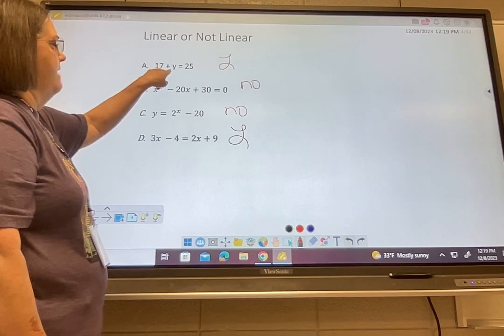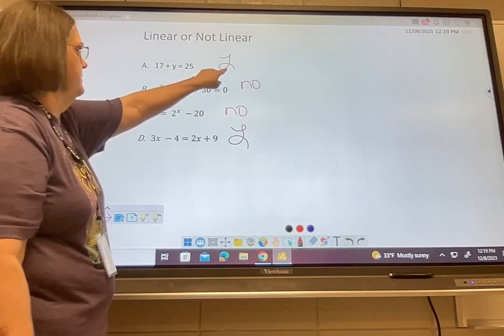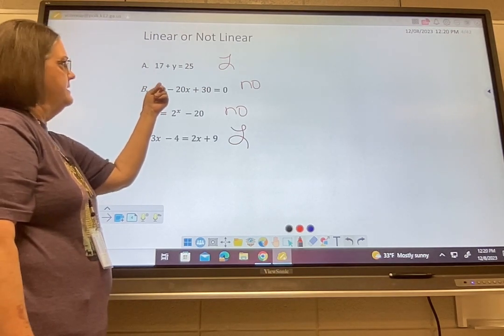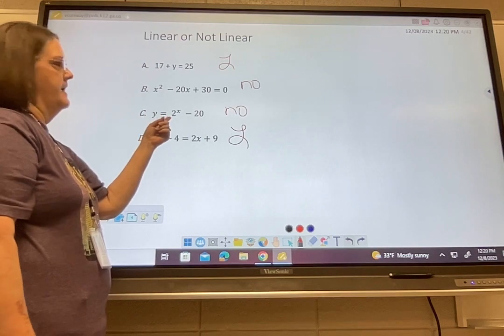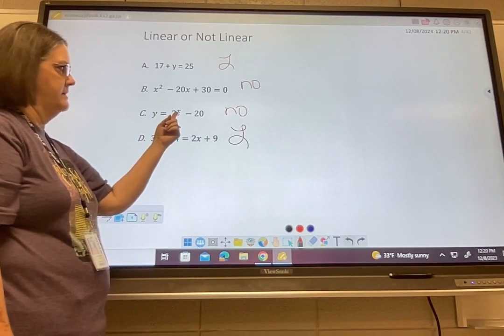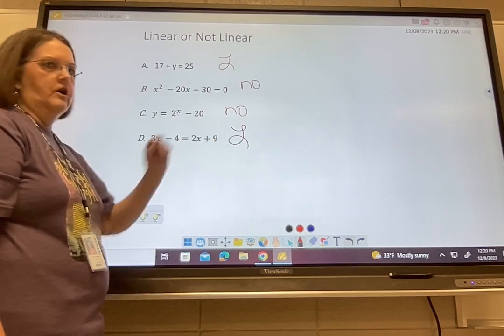So y does not have an exponent. This is a horizontal line simply because there's no x. So yes, then this is a quadratic function because it's x to the second power. This is an exponential function, which we'll get to more in January, but you see x as an exponent. And here, x does not have an exponent. It's linear.